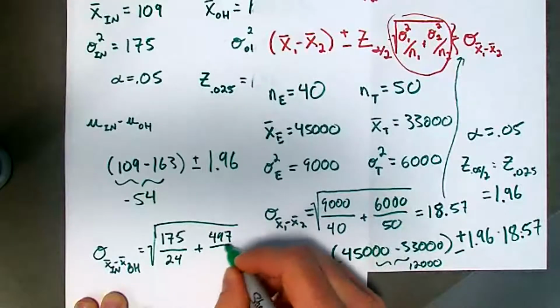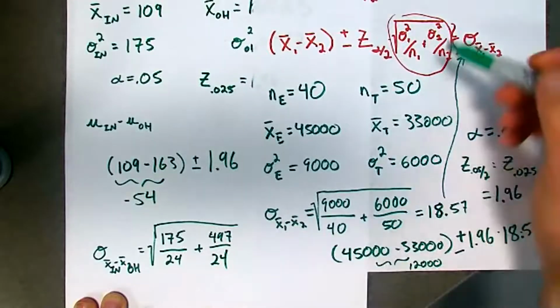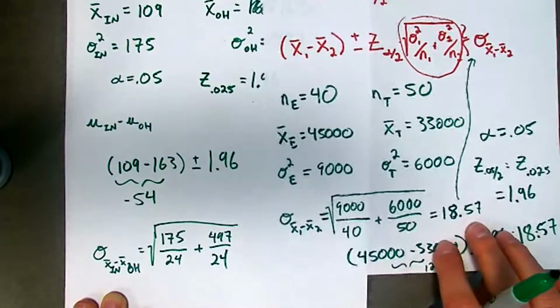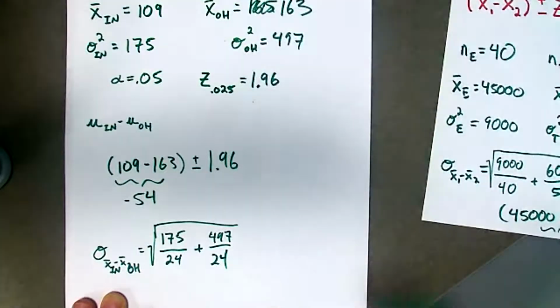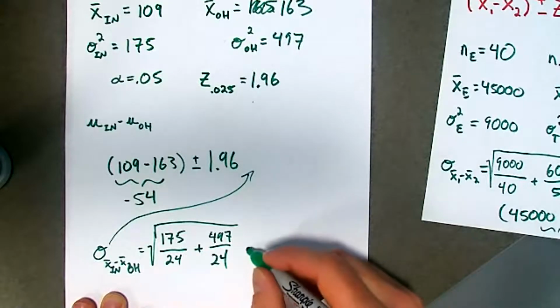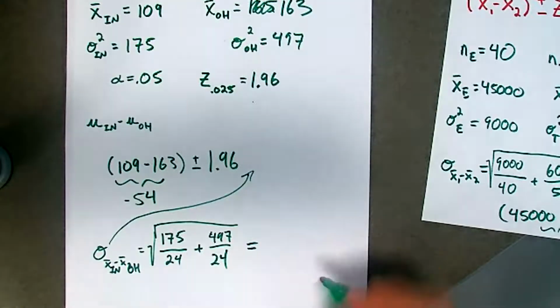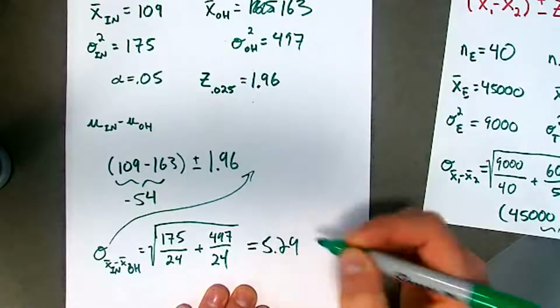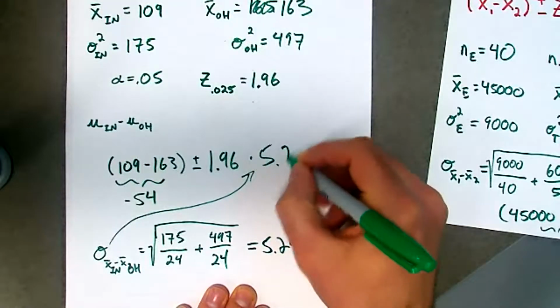And I had the exact same sample size for Ohio, so I'll be dividing by 24 here. Okay? So now that I have that standard deviation, I can just plug that value in up here. If we do this, let's see. See, you're helping me out today. So I got 5.29, right?